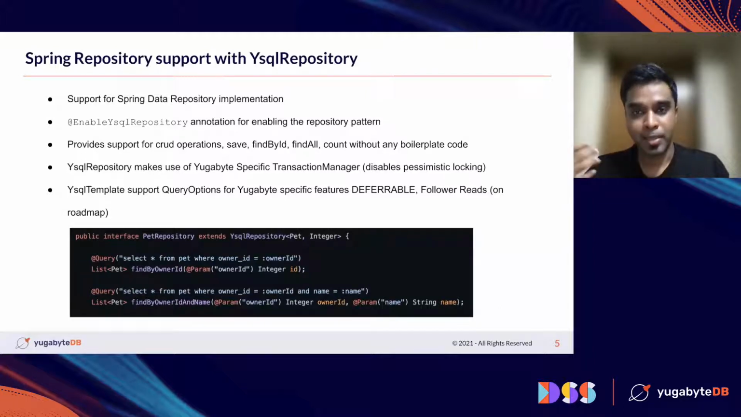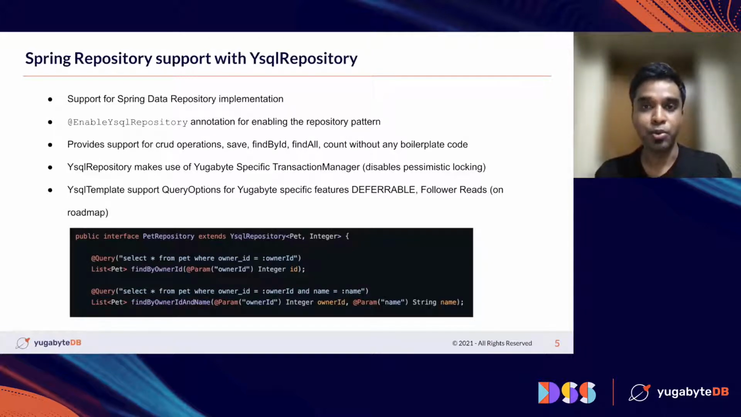That's one other thing: we had to extend the existing JDBC repository to support a YSQL repository so that it makes use of the Yugabyte-specific transaction managers. All the existing support you have with the JDBC repository will continue to work with Yugabyte as well. But one additional advantage you get is that as and when we add new features in our core database itself, like follower reads and things like that, those will be automatically supported using the YSQL repository. For today, it is on par with what you would get with the JDBC repository.